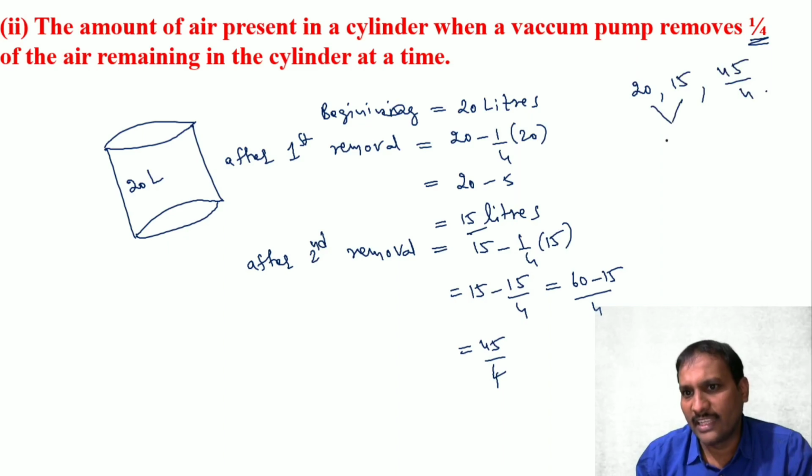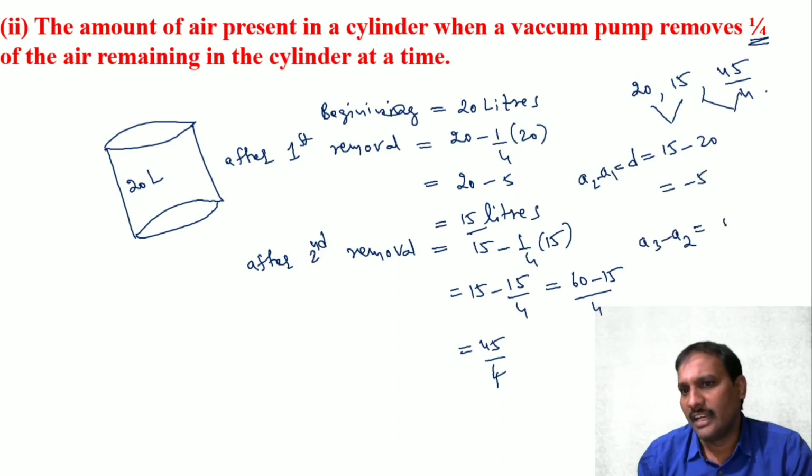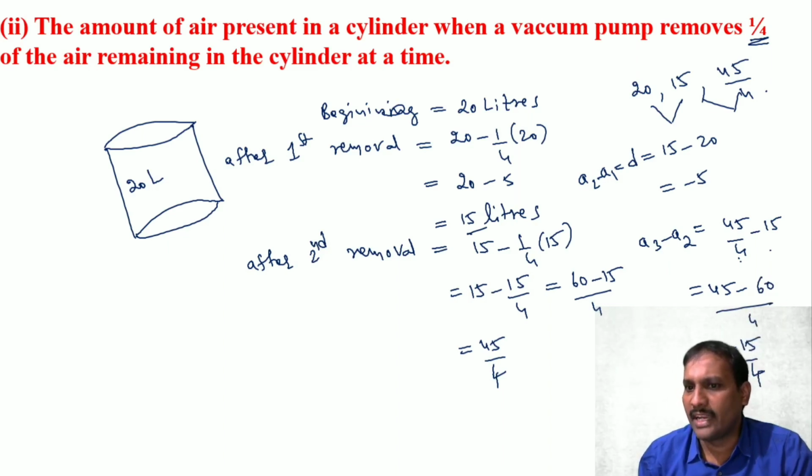Now let us find the common difference between them. D is equal to 15 minus 20, that is minus 5. So here I am taking A2 minus A1. Now I will take A3 minus A2, that is 45 by 4 minus 15. So that is 45 minus 4 into 15, 60, by 4. 45 minus 60 is minus 15 by 4.